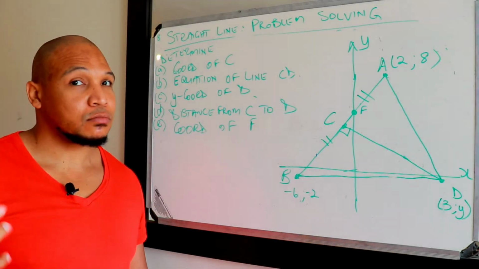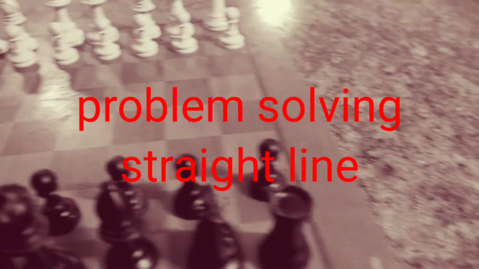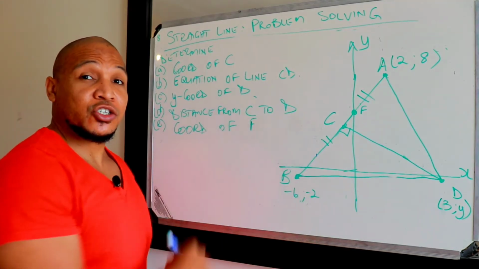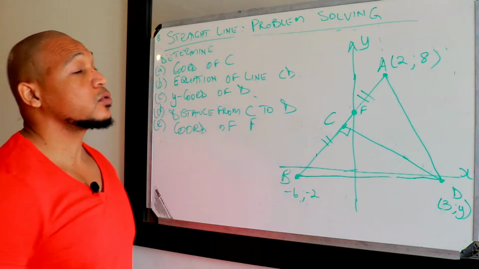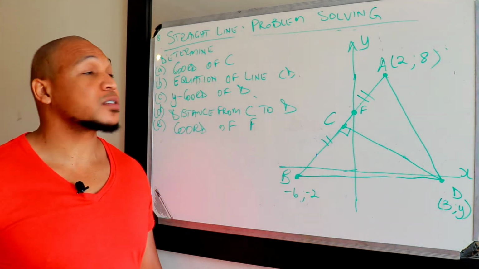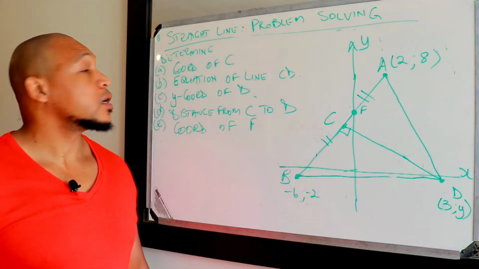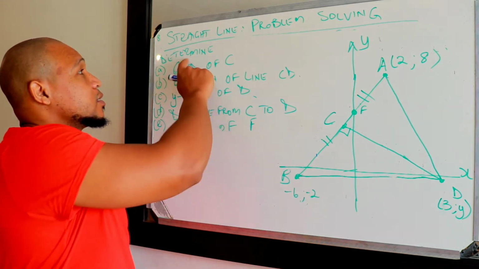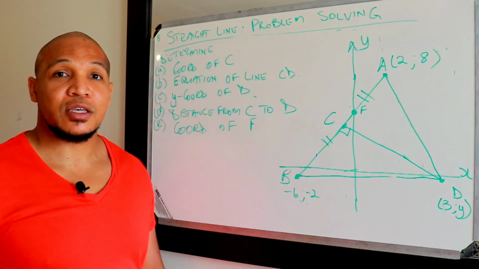Problem solving, straight line. We're given a sketch and we are asked to determine a couple of things on the sketch. Number one, or A, determine the coordinates of C.